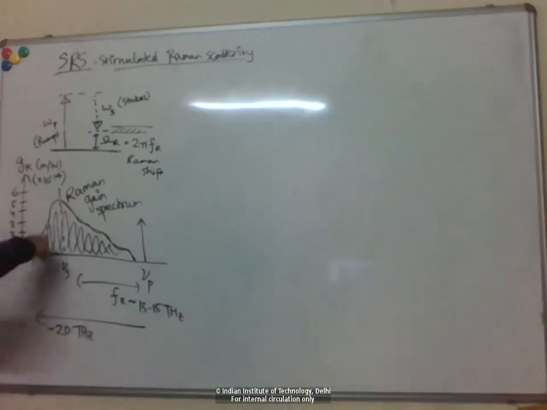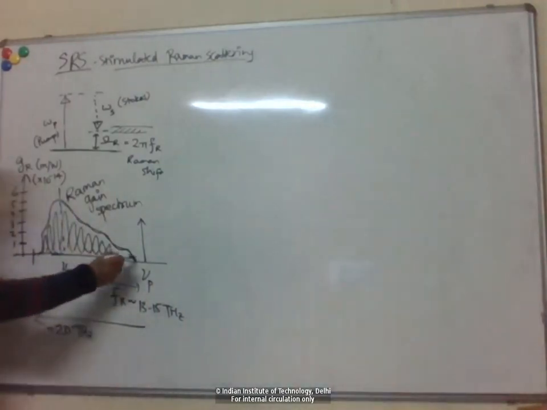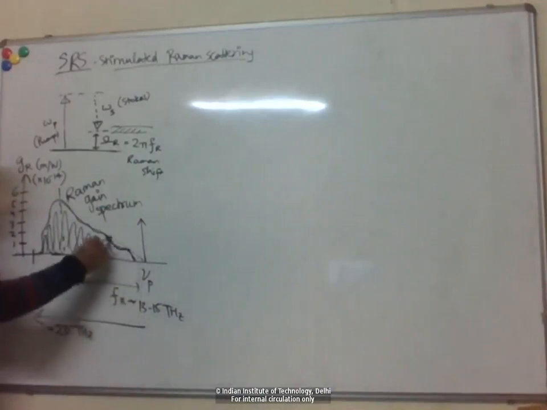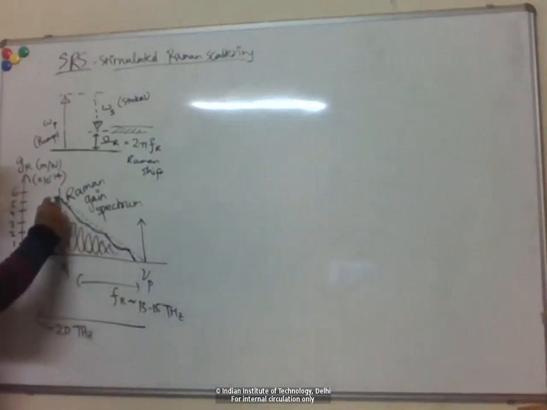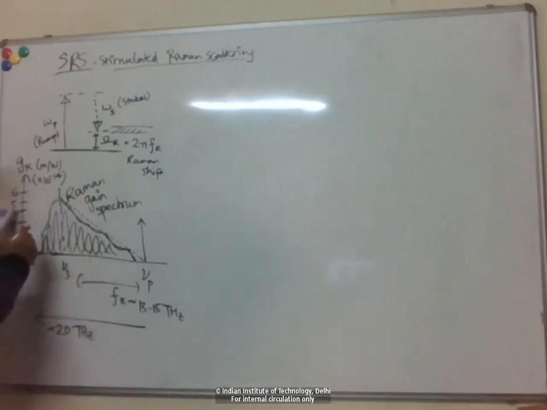Okay, so now this is not a simple Lorentzian shape anymore. So just for ease of calculation and sort of designing our links, what is done is to just make a linear approximation here. Okay, so this gain spectrum is just approximated like a linear function here, up to about 16 terahertz.